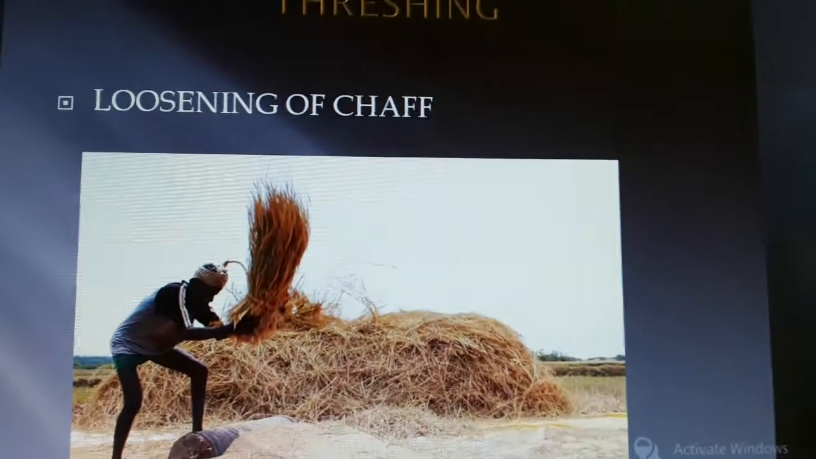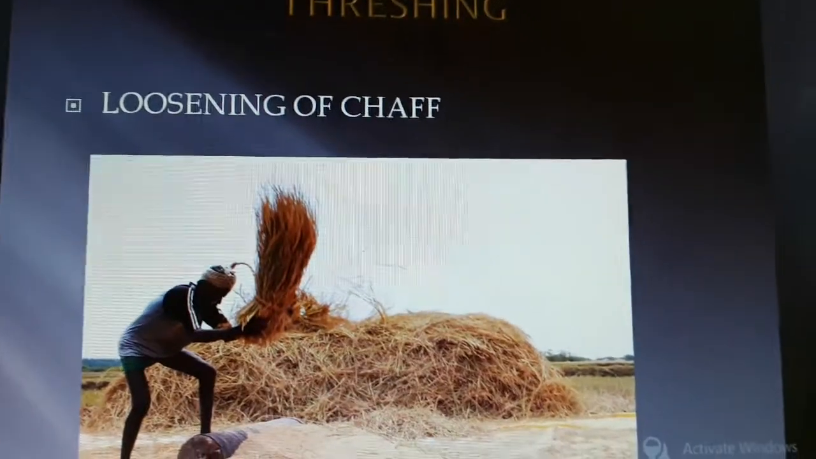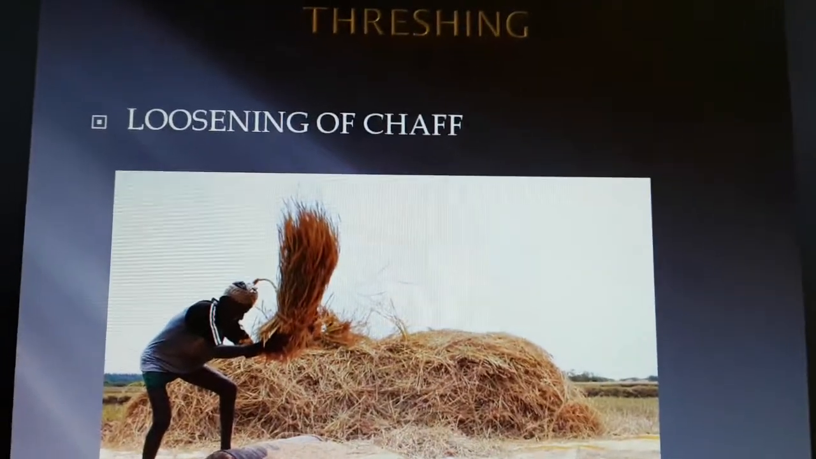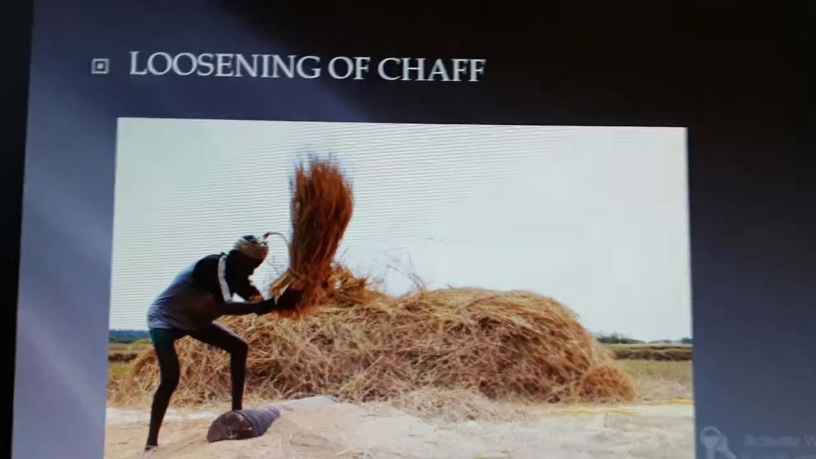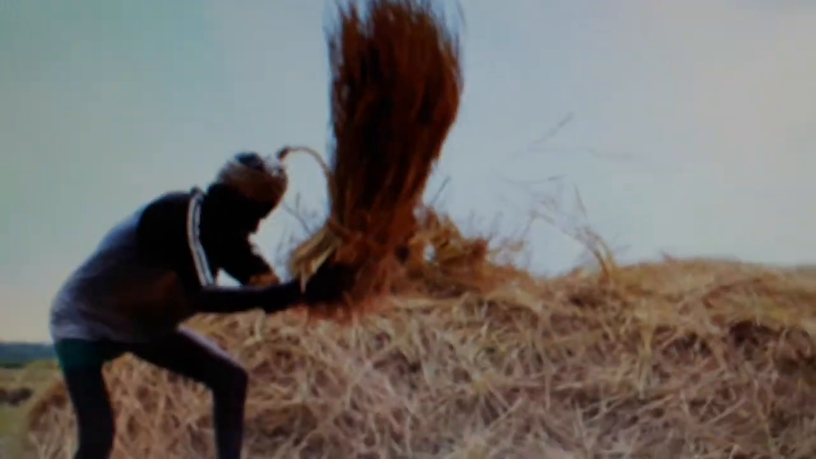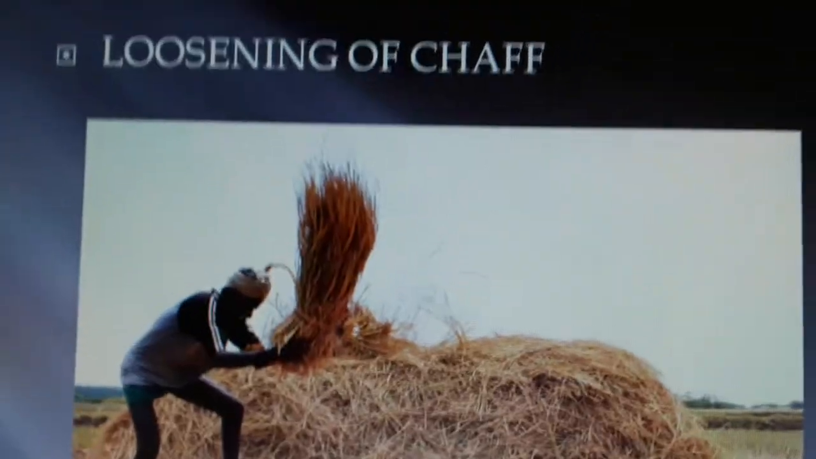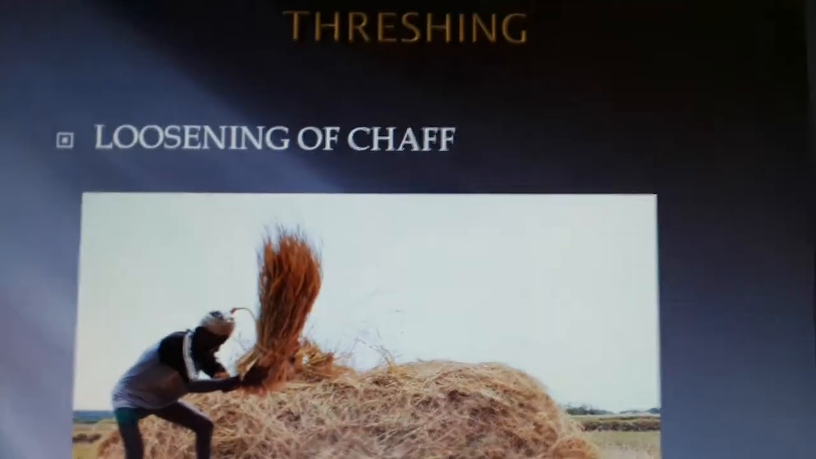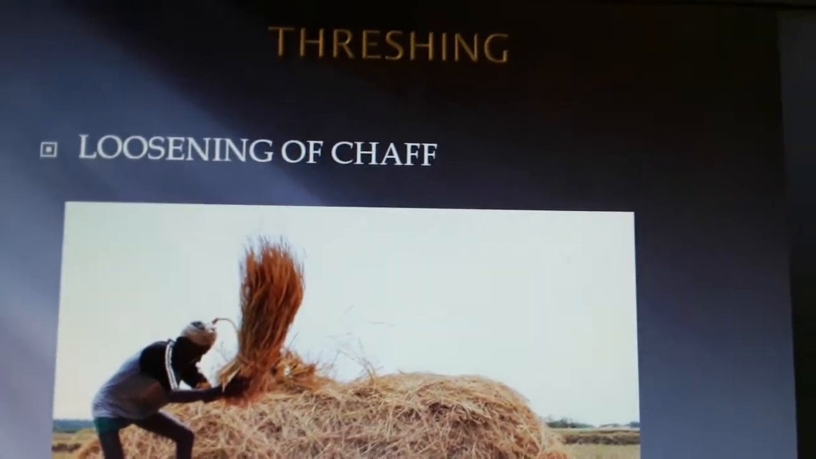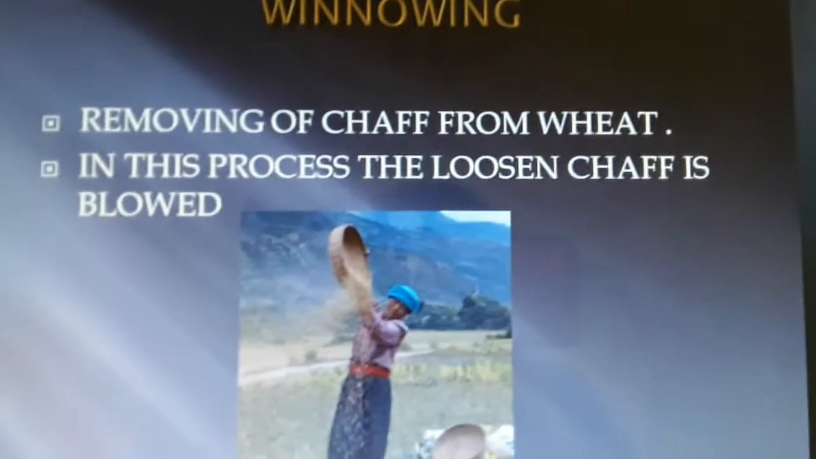As I said, threshing is the loosening of chaff. What is chaff? The undesirable part of the plant. If you see closely, you could find something on the top and something has fallen down. They are the non-edible parts of wheat which are loosened in threshing. And the next thing we are going to do is winnowing.